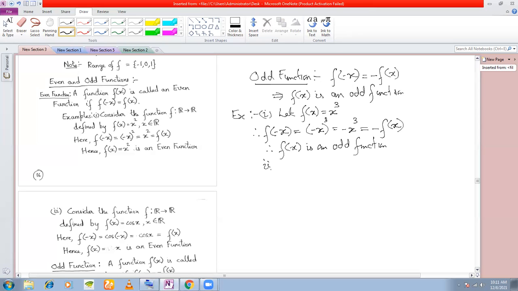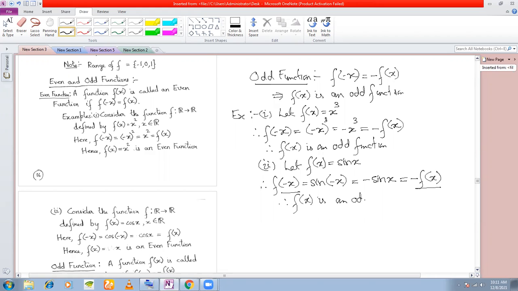Okay. And suppose I give you f(x) is equal to sin x. How do you check whether this is an odd function? Again, you find out f of minus x. Replace x by minus x, and you know sin of minus x is minus sin x, and sin x is what? f(x). So this is minus f(x). So what I have shown is that f of minus x is equal to minus f(x). So therefore f(x) is an odd function. Okay. Important definition: even and odd function.